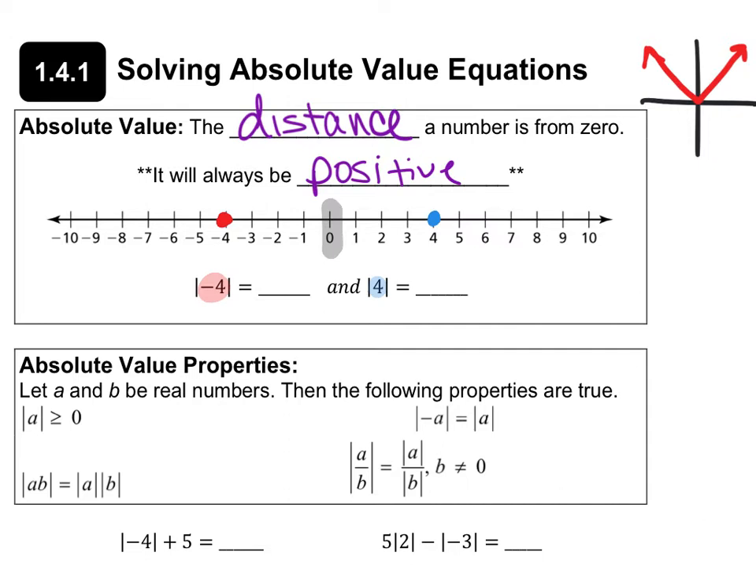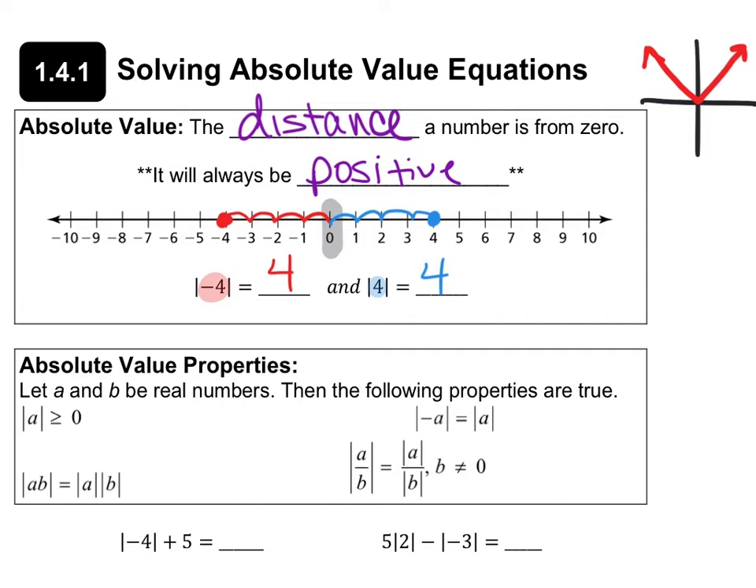So how far away is the number -4 from 0? How many jumps? 4 jumps. So the absolute value of -4 is 4. How many jumps away from 0 is 4? 4. So do you see how it's a distance? It's never going to be a negative number because we're measuring how far it is from the origin, or from 0. Do we see that? 4 jumps for both -4 and 4. So the value of that is 4.